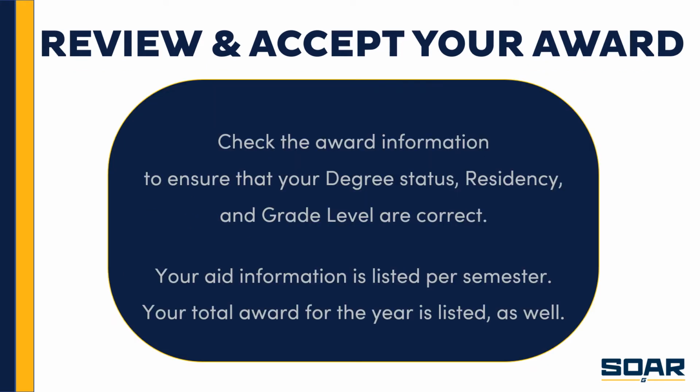You want to make sure that the award information is correct, that it shows your accurate degree status, residency status, and grade level. You'll also notice that your aid information is listed by semester. That's how you are billed. You're billed each semester for classes, dorm and meal plan, and any other charges that might occur for that term period. Your award is also paid out per semester, so you want to make sure that you see amounts for both semesters, especially if you're going to be enrolled for the full year. The award will show up as fall semester and spring semester, and then you'll have a total for the academic year as well.